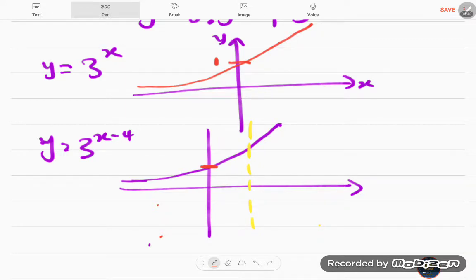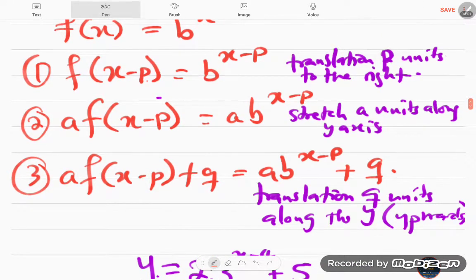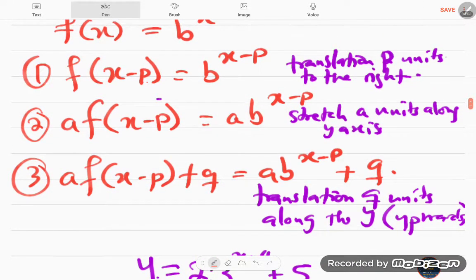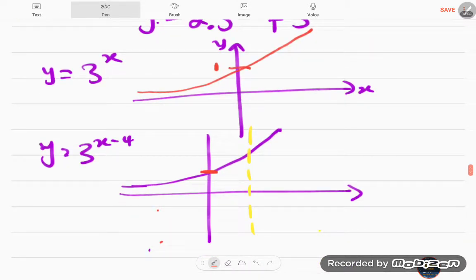And then the third one is going to be stretching it by a, so that's multiplying it by 2. But here, let's just solve for that point where it crosses the y-axis. Now, remember where the y-axis is: x equals 0, so that gives us y equals 3 to the power 0 minus 4, which is 3 to the power minus 4. That gives us 1 over 3 to the power 4, which is 3, 9, 27, 81. That's going to be our answer, so it's a very small number.